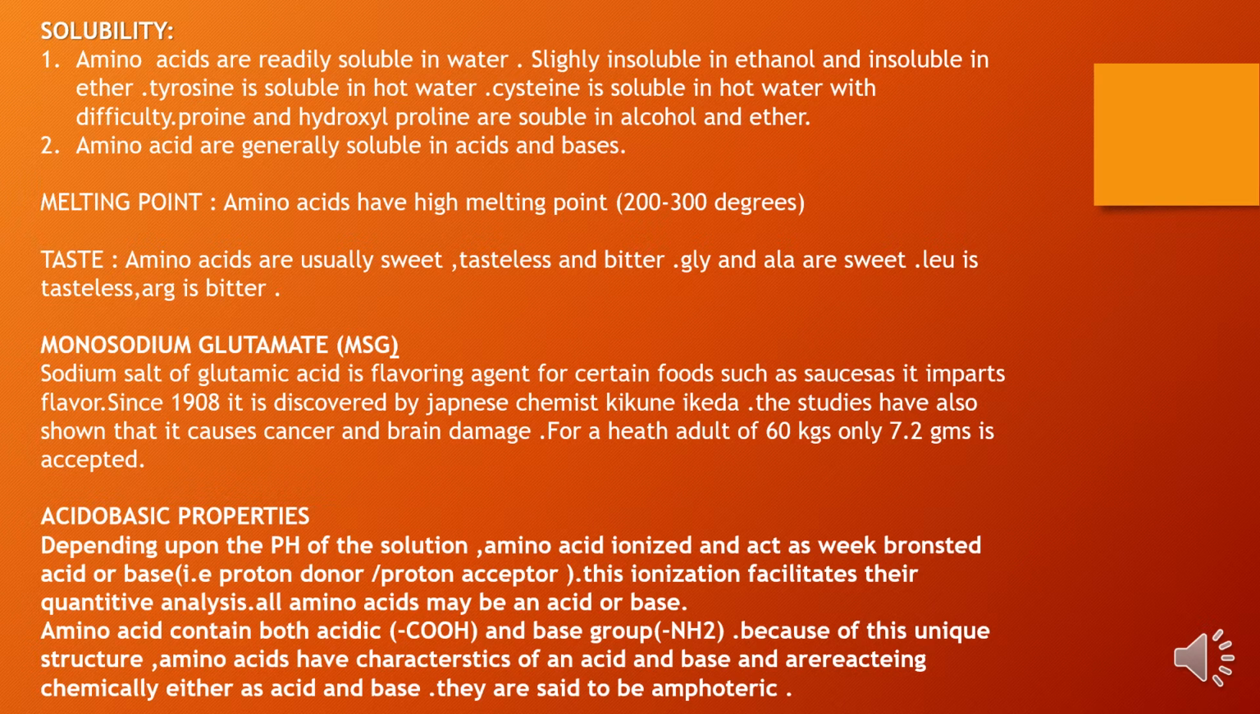Amino acids contain both acidic and basic groups. The acidic group is COOH, and the basic group is NH2. Because of this unique structure, amino acids have the characteristics of both acid and base and react chemically either as acid or base, so they are said to be amphoteric. So you can have a question like why amino acid is amphoteric: because they contain both acidic and basic groups.